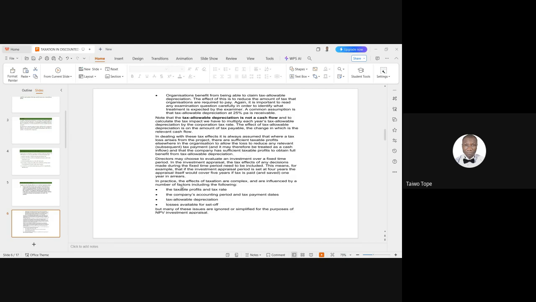In practice, the effects of taxation are complex and are influenced by a number of factors, including the following: the taxable profits and tax rates, the company's accounting period, allowable depreciation, and the losses available for set off. But many of these issues are ignored or simplified for the purpose of NPV appraisal.